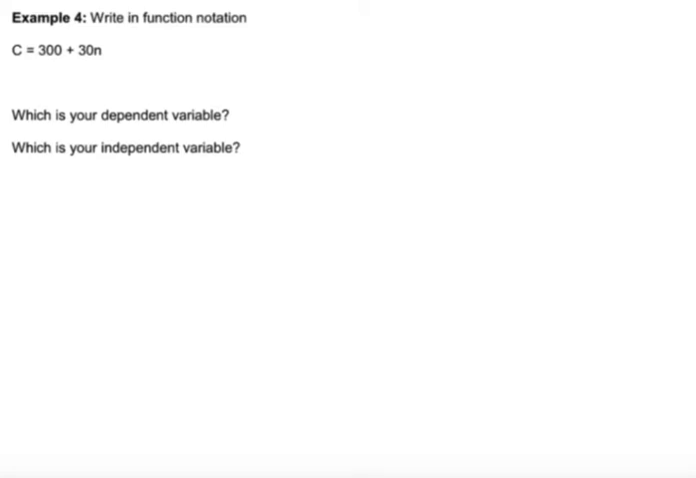Example 4, but it's example 1 for the case of this lesson, wants us to write this formula in function notation. First thing we need to do is determine what is our dependent and what is our independent variable. A dependent variable depends on something else. When we look at this, we have c equal to 300 plus 30n. The value of c is dependent upon whatever value of n we put in, because we can change the value of c by changing the value of n. I can't change the value of n. So dependent is c, and our independent variable in this case is n.